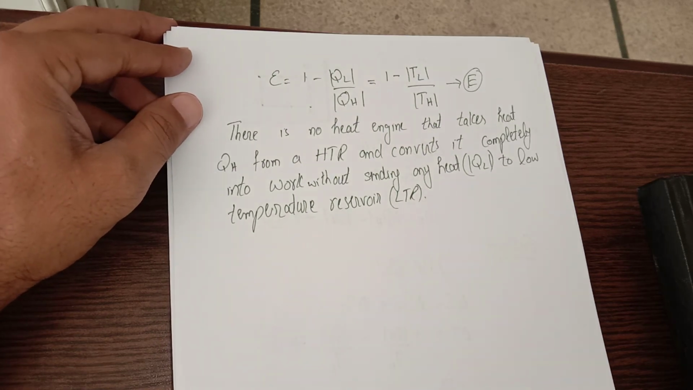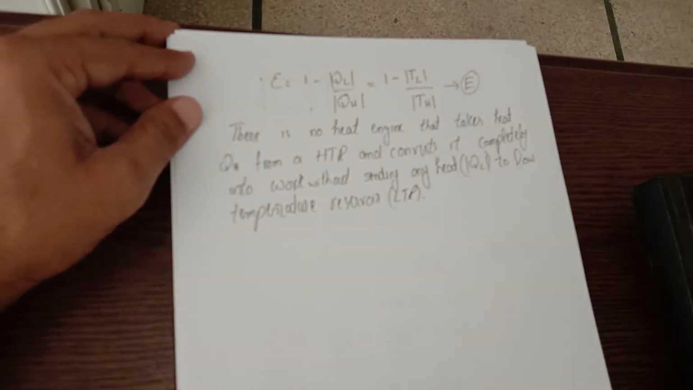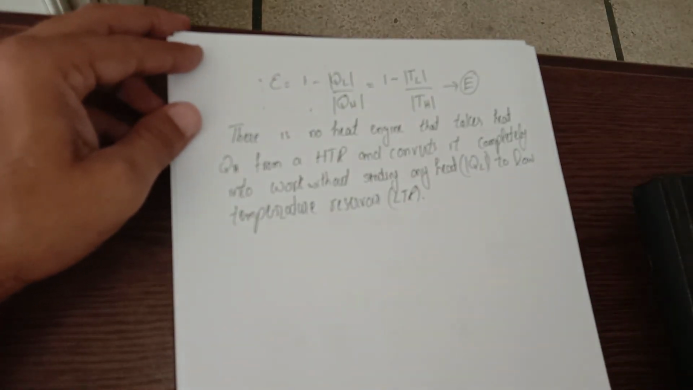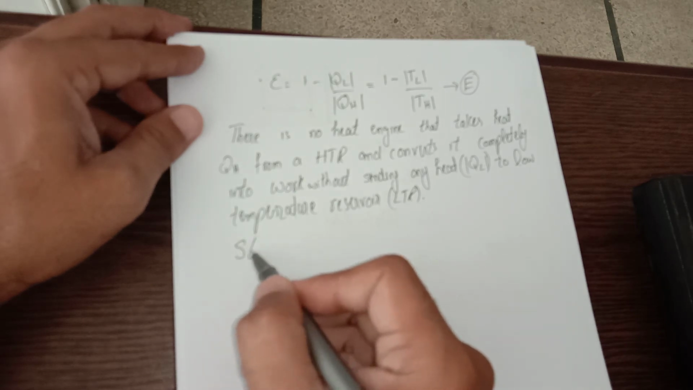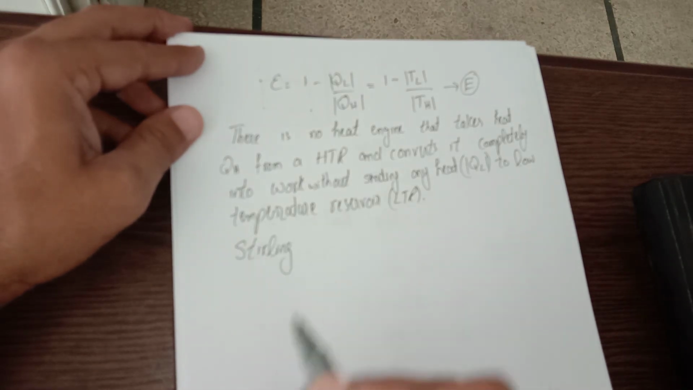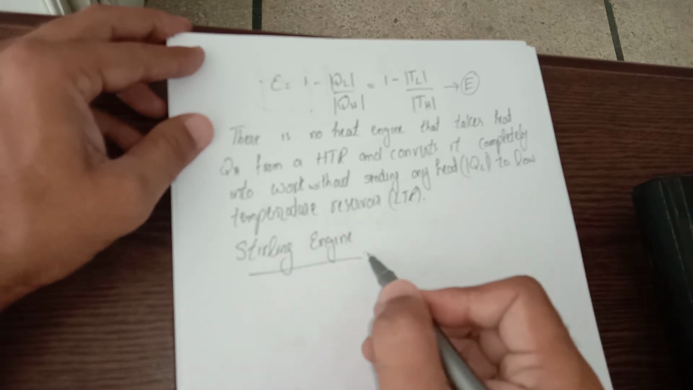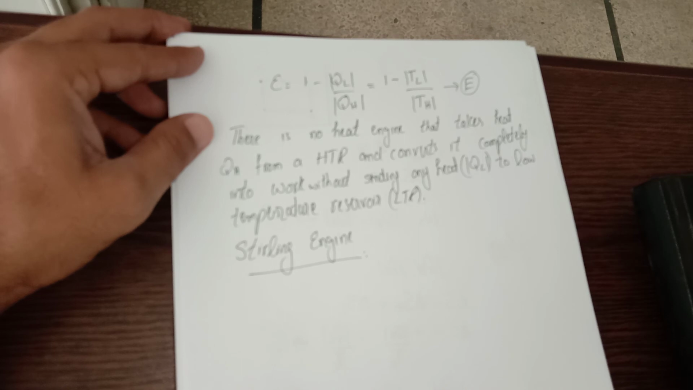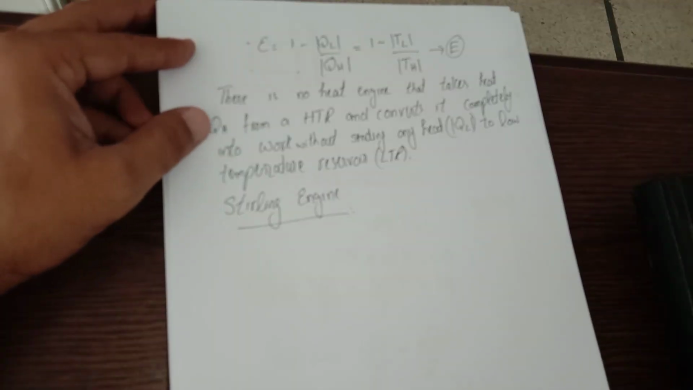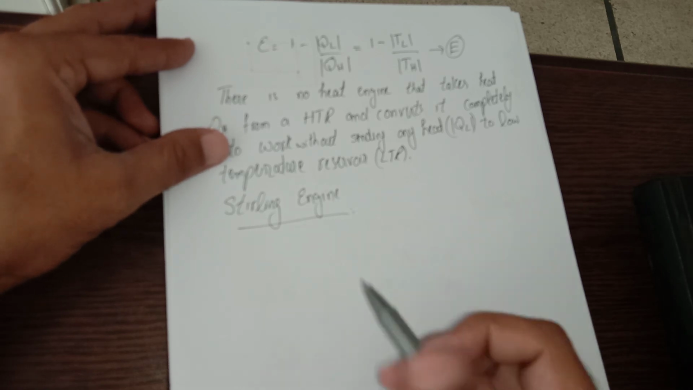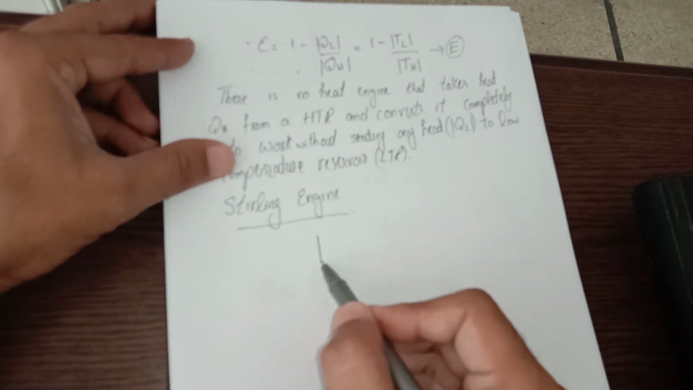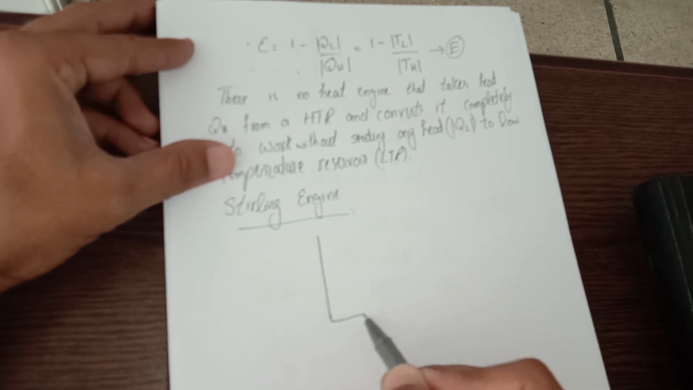Now I would look into another famous engine, and that is known as the Stirling engine. Stirling proposed his work. I would like to represent this Stirling engine in comparison to the Carnot engine. Let's see it with the help of a PV diagram.